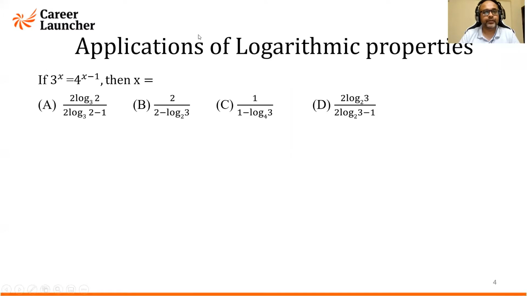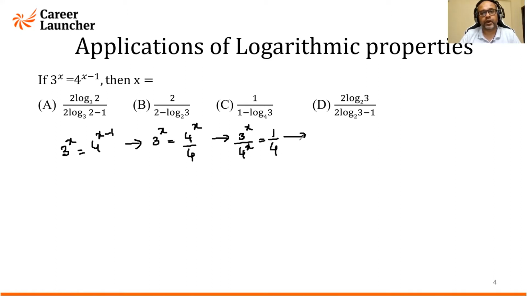There's a next question. So we have 3 power x equal to 4 power x minus 1. So I will just simplify this. Those of you who want to try it out, please pause the video and try it out, while for those of you who are relaxing and watching the video, I'm just continuing. So I will write it as 3 power x is equal to 4 power x by 4. So I can write it as 3 power x by 4 power x equal to 1 by 4. Or I can write this as (3 by 4) whole power x equal to 1 by 4.